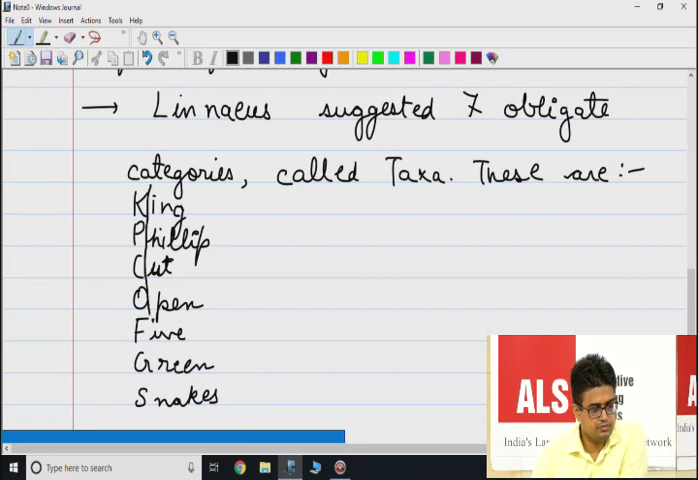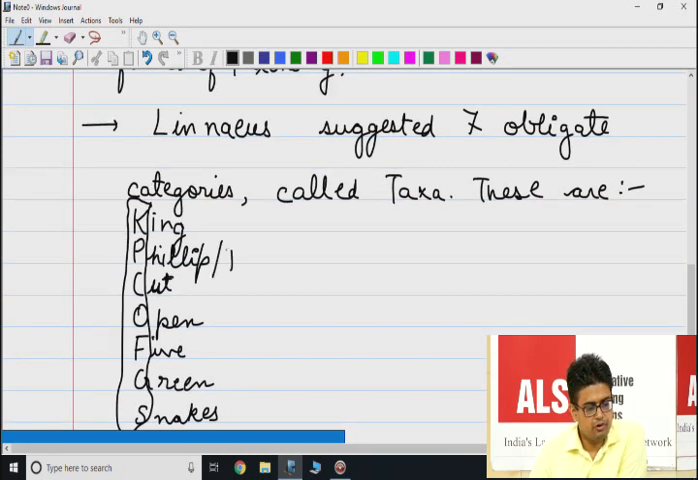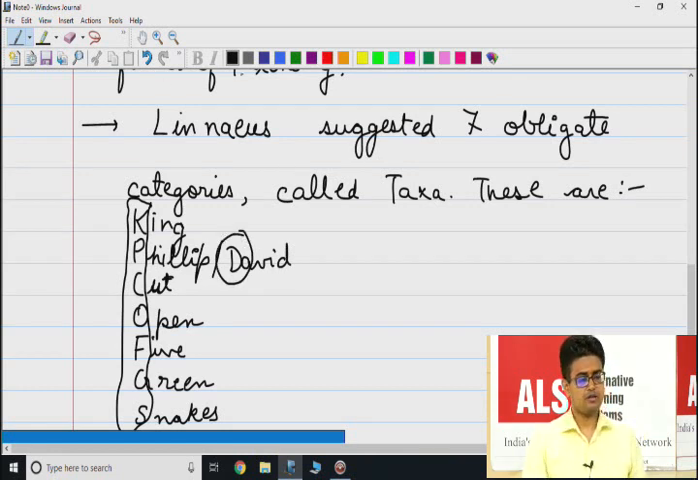K is for kingdom, C is for... I'll write all these down. Philip or David. For plants, division is used. For animals, kingdom is used. K is for kingdom.